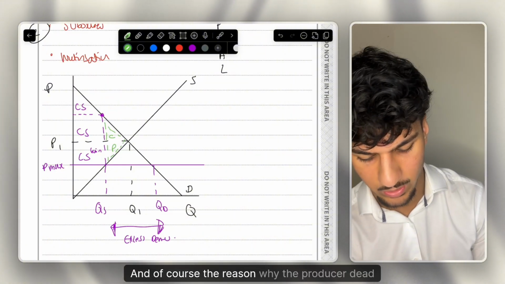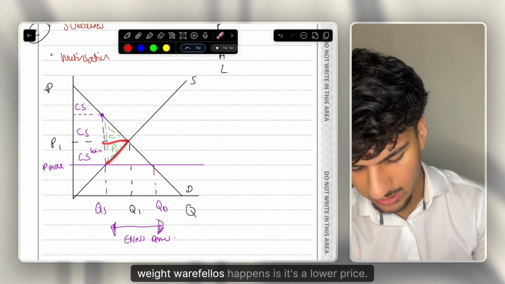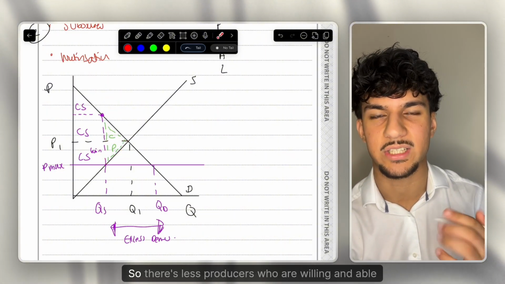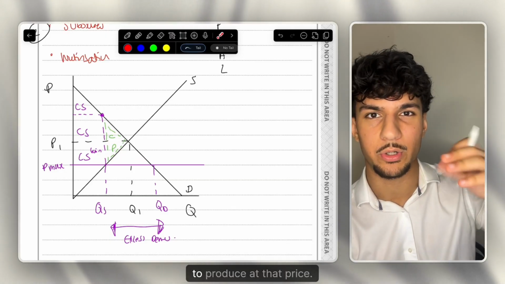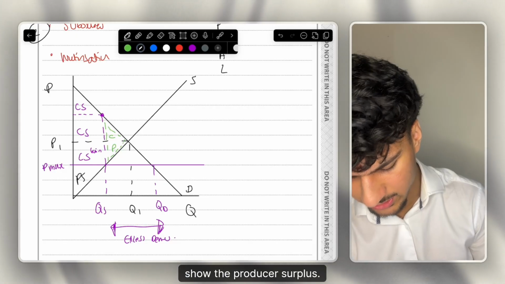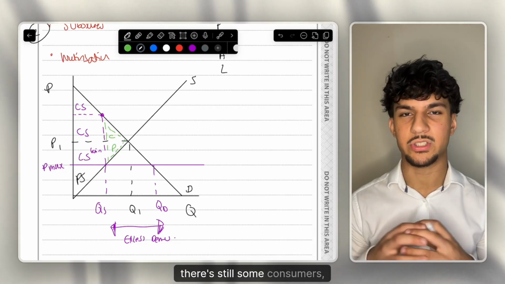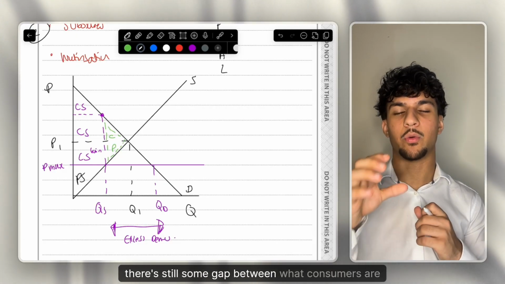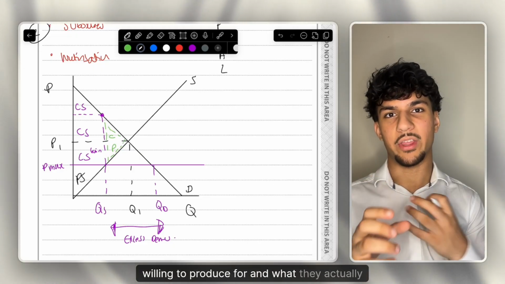And of course, the reason why the producer deadweight welfare loss happens is since there's a lower price, so there's less producers who are willing and able to produce at that price. But that last triangle below there will actually show the producer surplus. So even though the price is low, there's still some gap between what producers are willing to produce for and what they actually produce for.